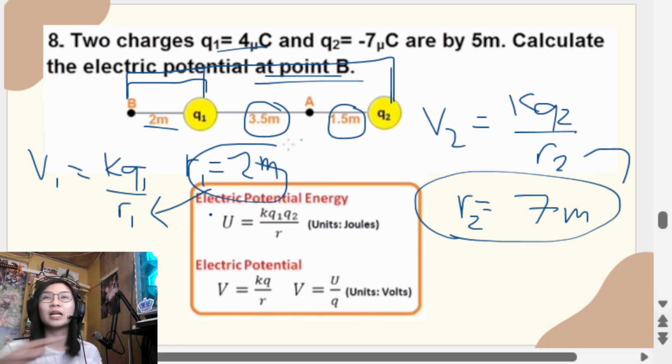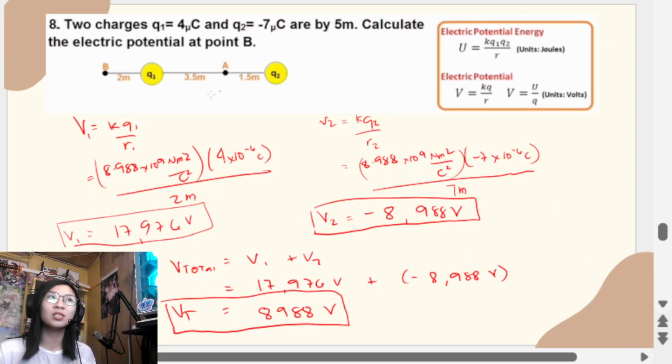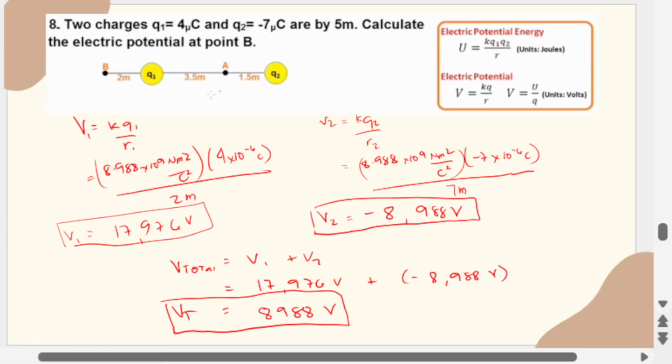Same process again for point B. We have to find their individual potentials first. So when we put in 2 meters as our R, the distance changes. So we have 17,976. And for V2, we have the R2, which is now 7. So that is negative 8,988. If we combine them, that is the electric potential of B.